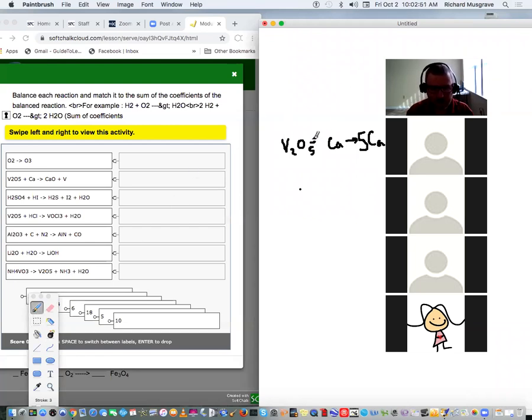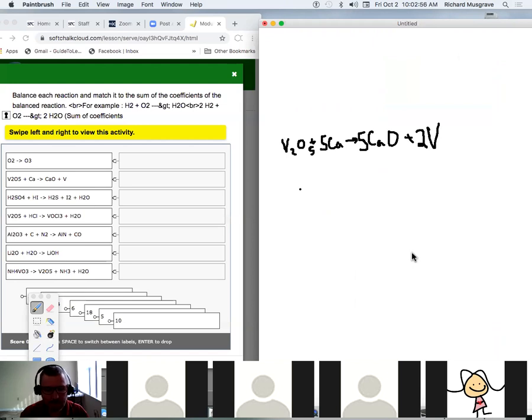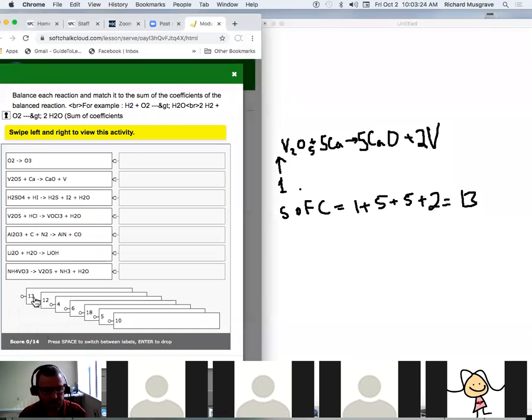There we go. So we can put a 5 in front of the Ca like that. Now, if I want to find out the sum of coefficients, what you've got to remember is that if there's nothing out the front of something, then you immediately assume that it's 1. So if I was looking at the sum of coefficients, it would be 1 plus 5 plus 5 plus 2, which is 13. And that would be the answer that I would select from down here. You can see the 13 here, and I would just drag it up and put it here. So that's good practice. I do like that exercise.